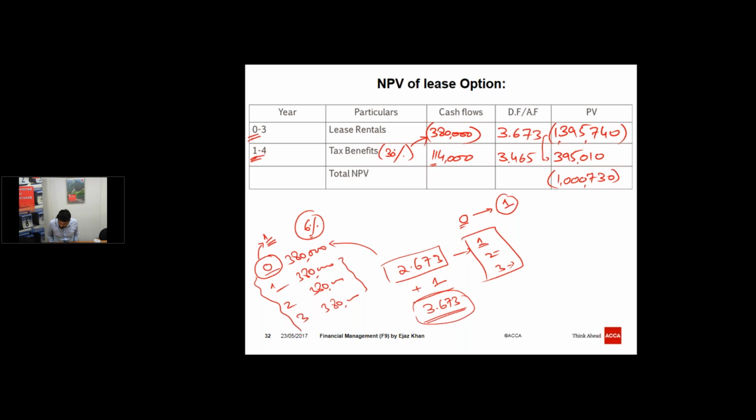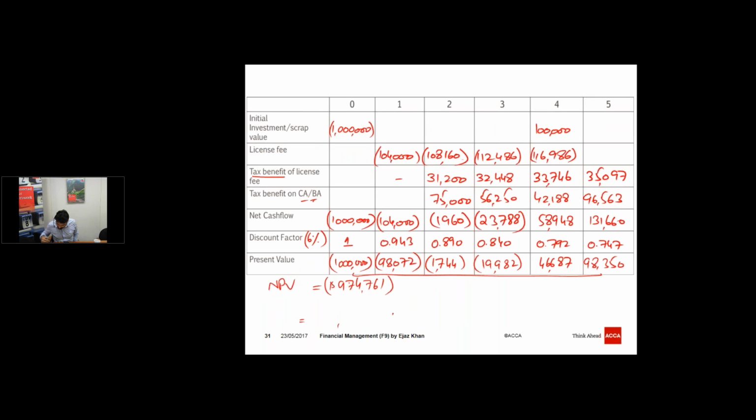That's all for the lease or buy. This is the previous slide.